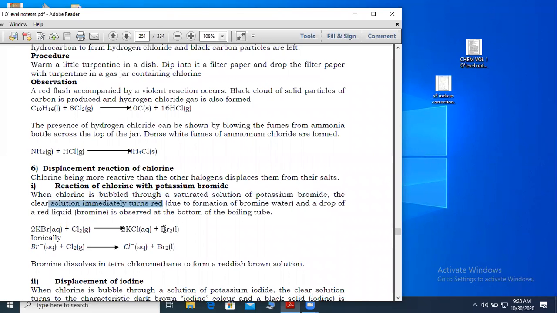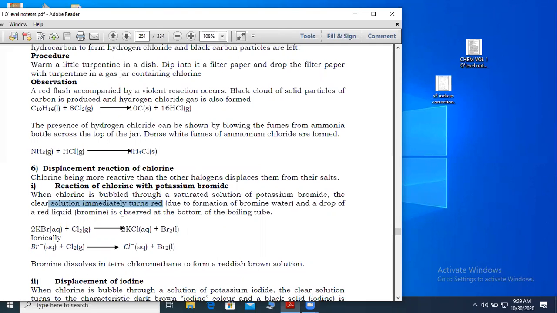What is red is bromine liquid. Due to formation of bromine water. And a drop of red liquid bromine is observed at the bottom of the boiling tube.